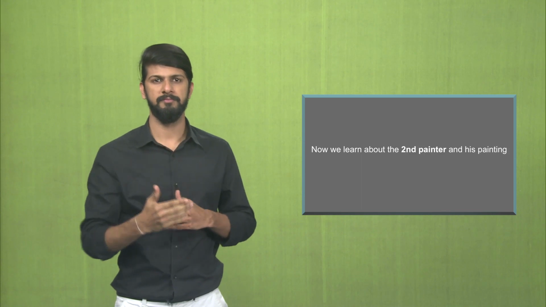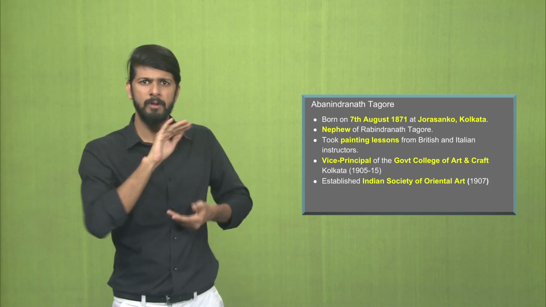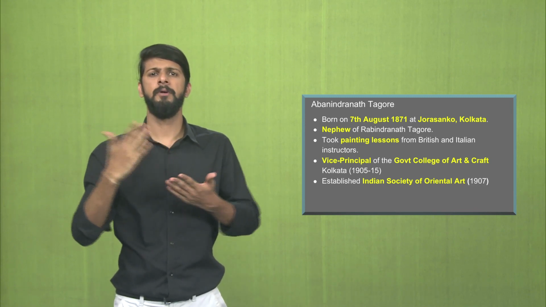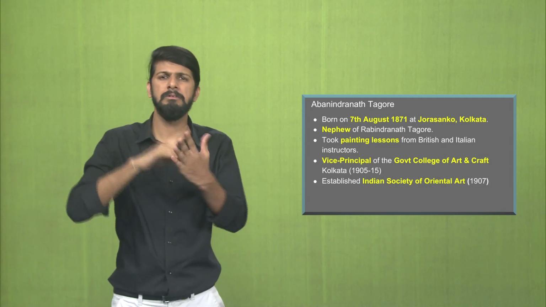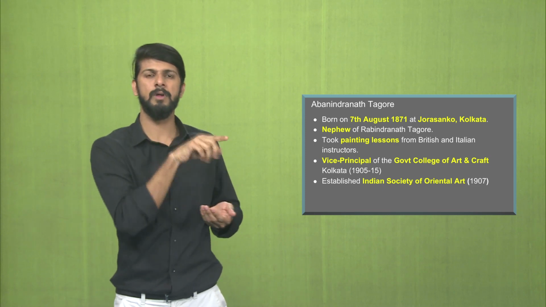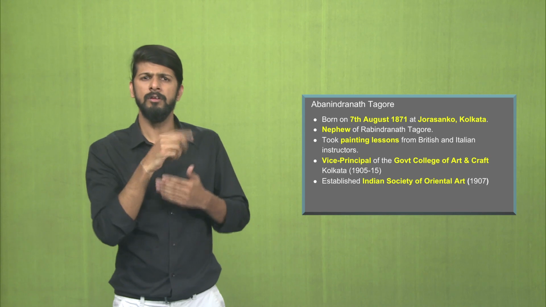Now we learn about the second painter and his painting. The second painter is Abanindranath Tagore, and Abanindranath Tagore is the nephew of the famous Rabindranath Tagore. Abanindranath was born on 7th August 1871 at Kolkata at a place called Jorasonko. As was described, he was the nephew of famous poet and singer Rabindranath Tagore.